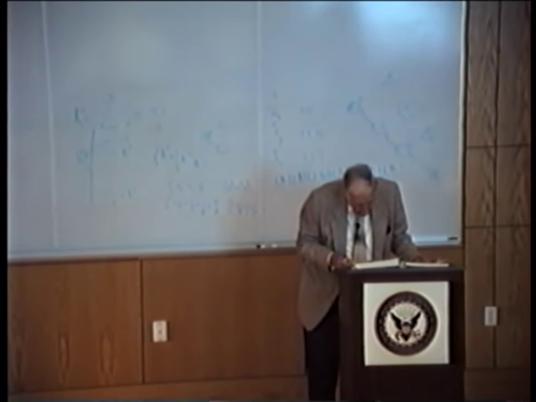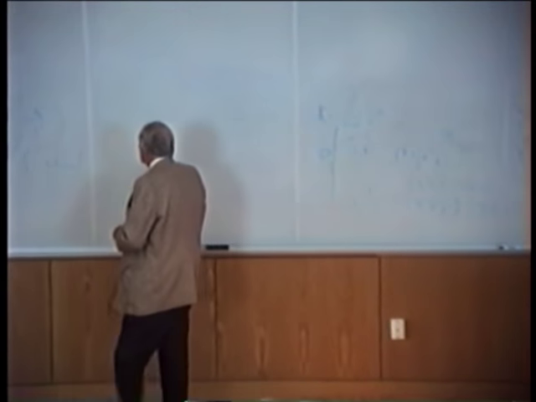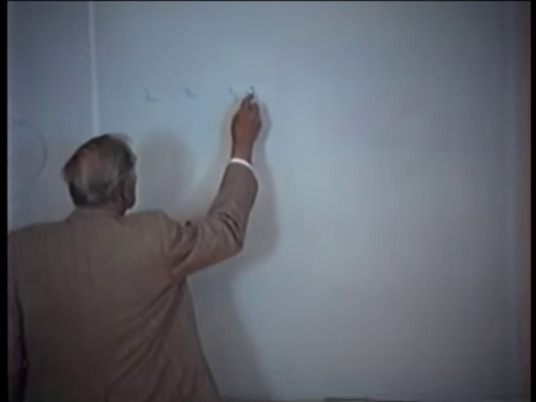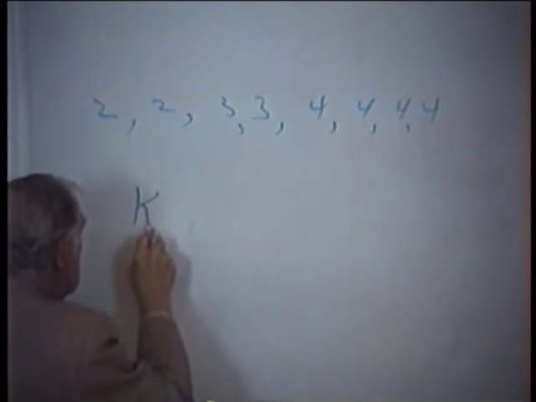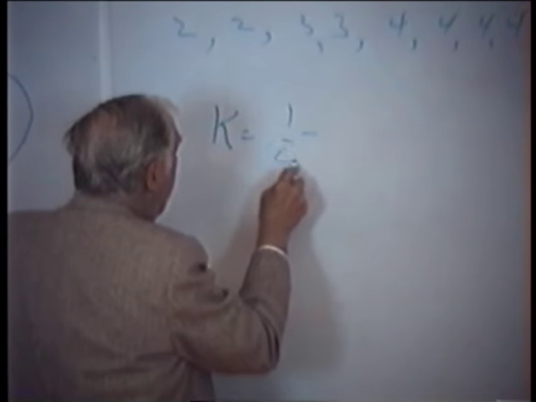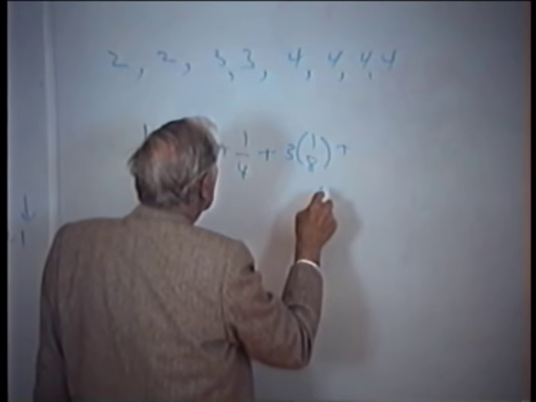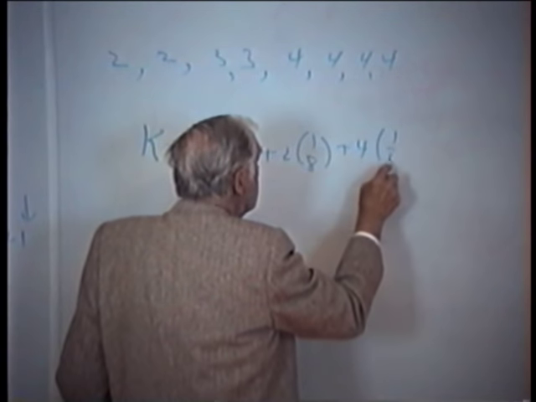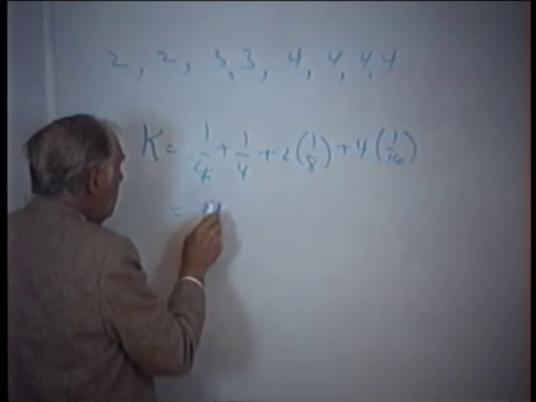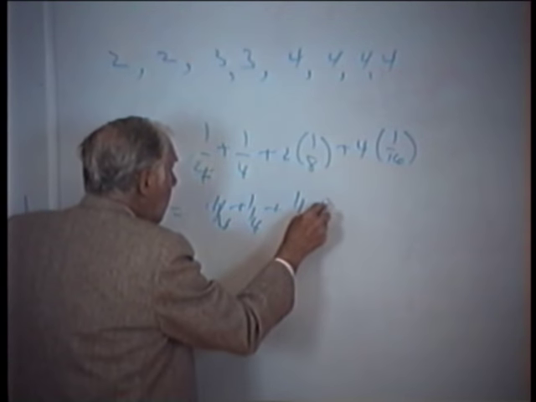Lengths 2, 2, 3, 3, and 4 fours. What's the K? Length of two, that's a fourth plus a fourth plus, well, 3, 1/8. Wait a minute. Oh, two of them. Plus 4, 1/16 is a fourth. A fourth plus a fourth plus a fourth plus a fourth equals one. So that kind of code can exist.